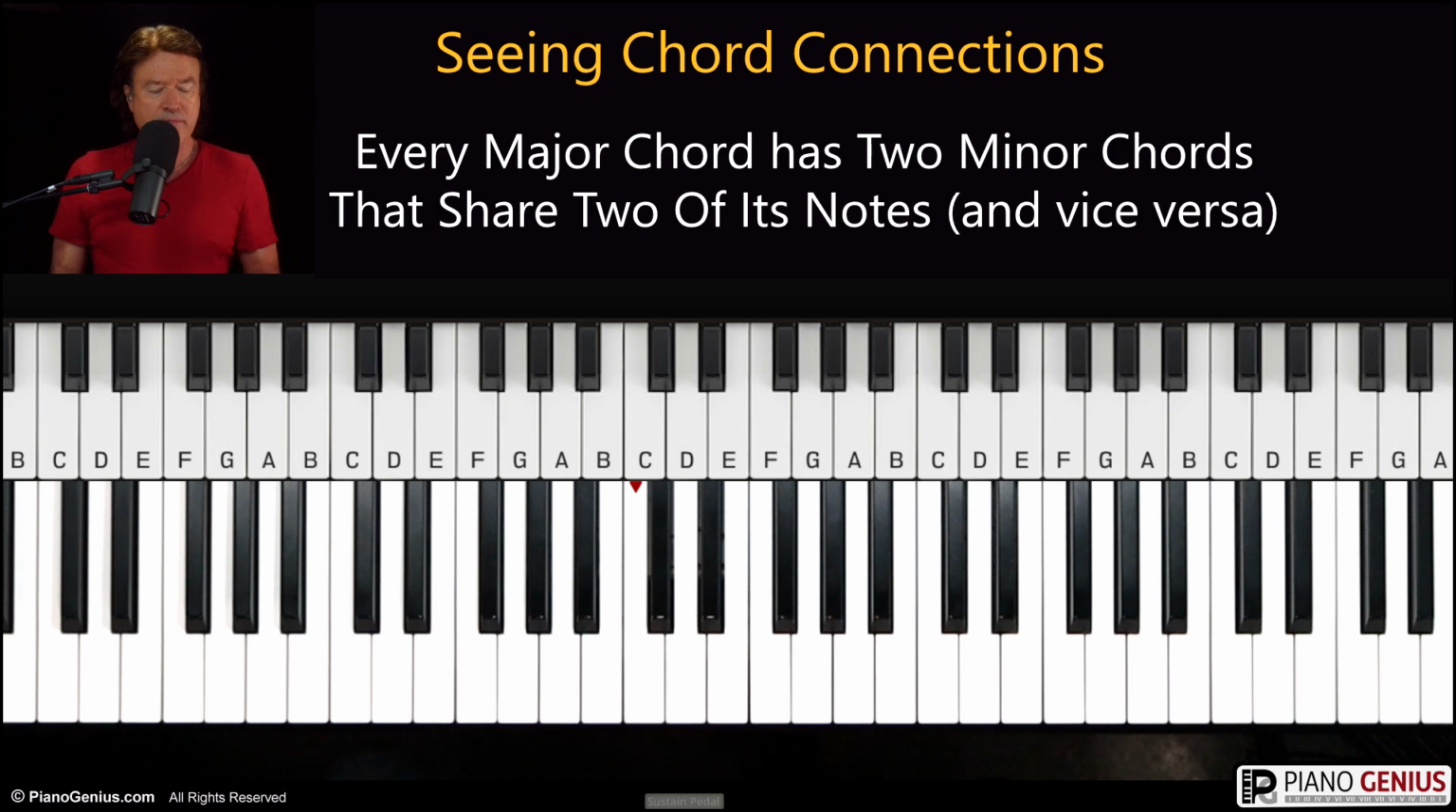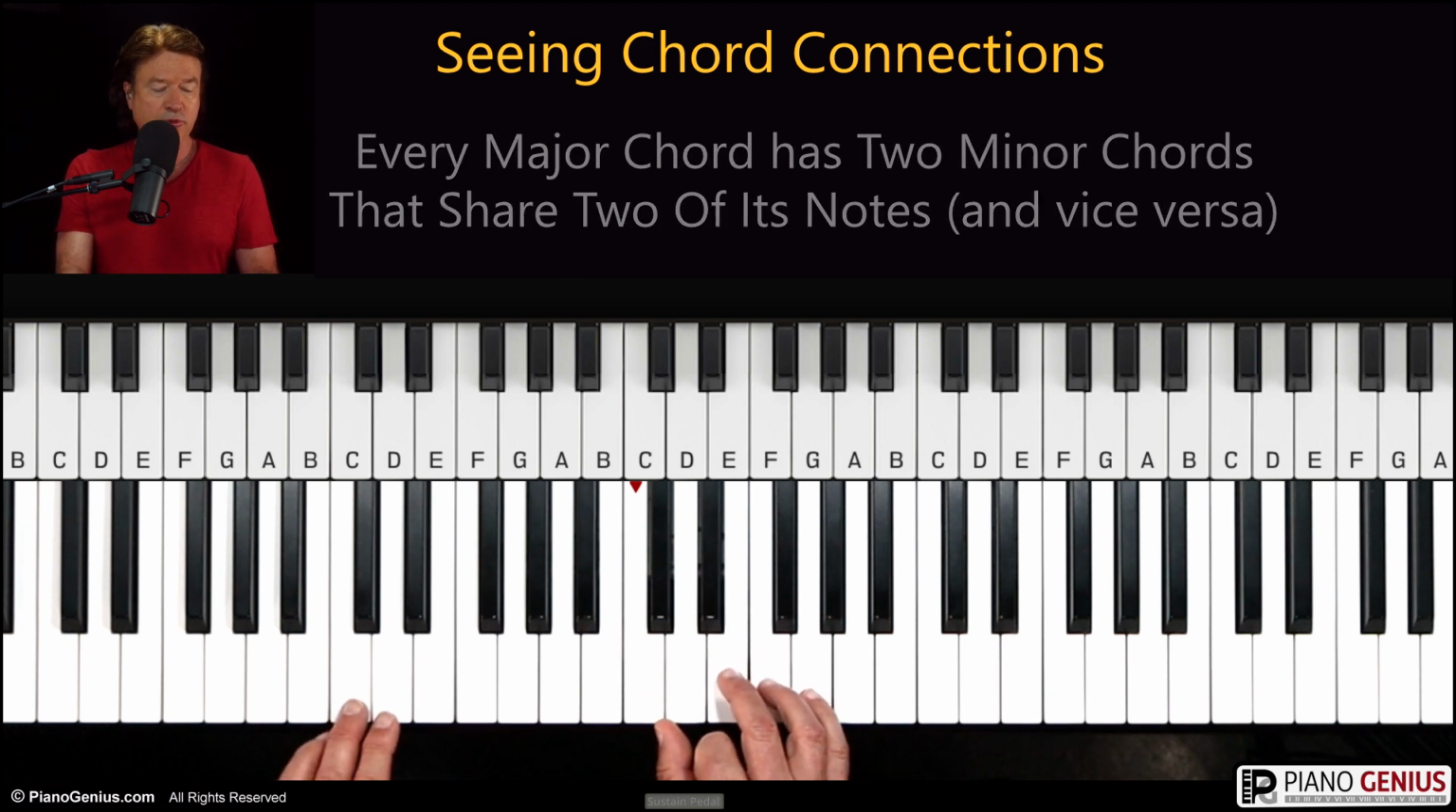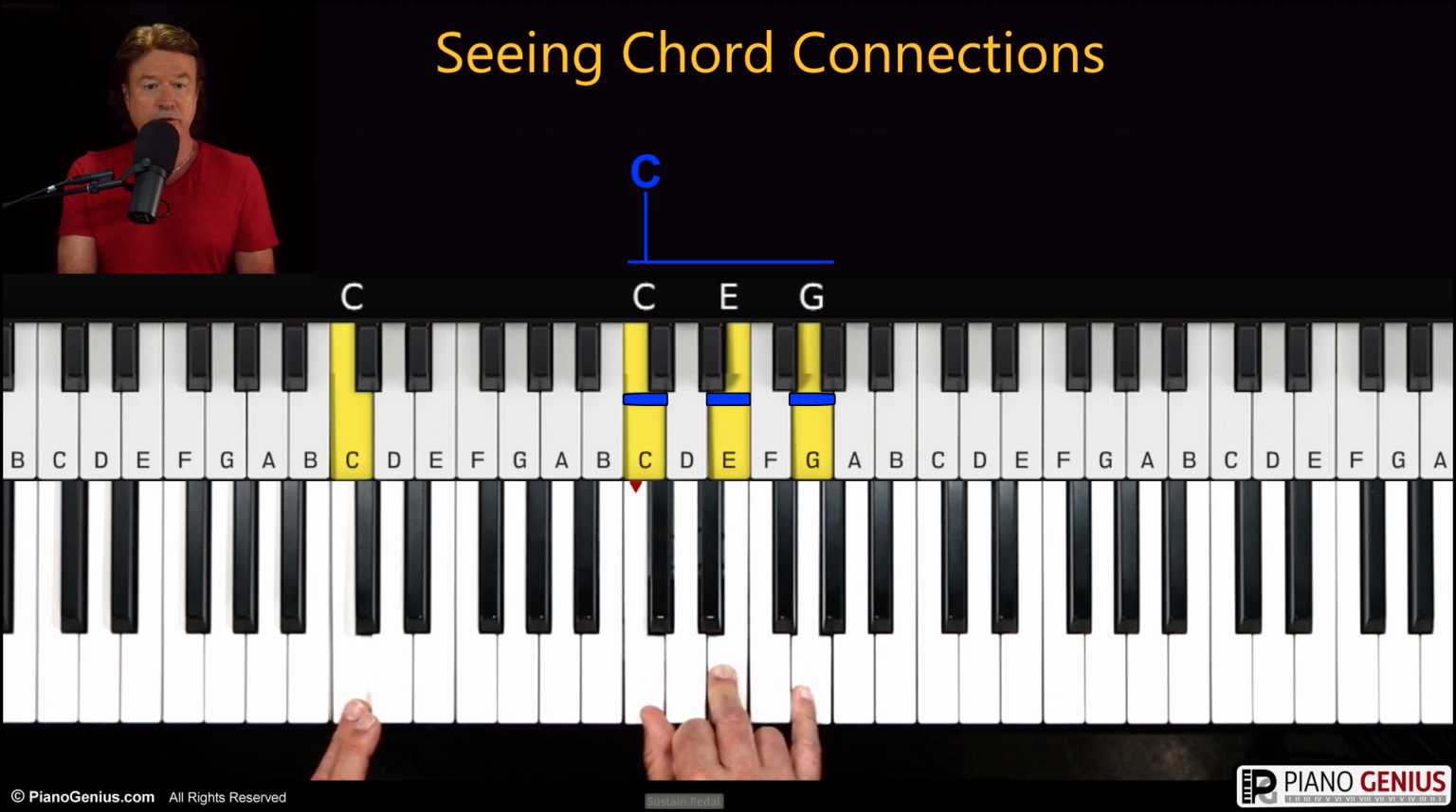So I wanted to point something out that you may not have noticed before, and that is that for every major chord, there are two minor chords that you can play that share two of the notes. So if I were to play a C major chord right here, that's the 1 and the 3 and the 5, there are two minor chords that share two of the notes.